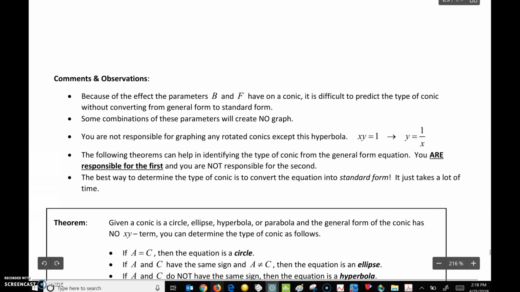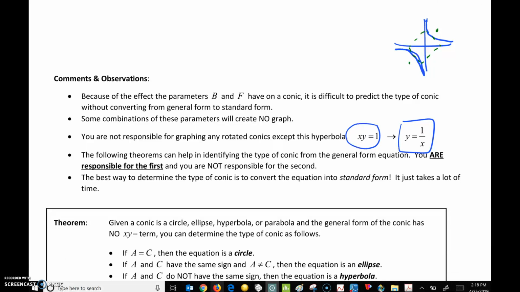You are not responsible for graphing rotated ones, of course. I do want to point out, though, that this is one of our base graphs. If you remember that base graph, that was actually a hyperbola. We never really looked at it as a hyperbola, but it was. The following theorems can help us identify the type of conic from the general form equation. You are responsible for the first, and you are not responsible for the second. That is very true. We're talking about a testing situation.